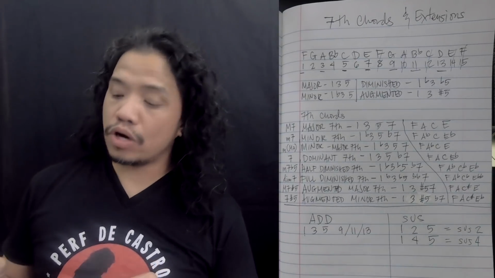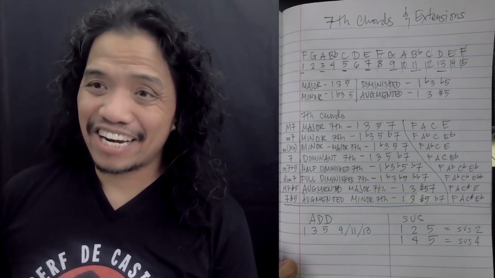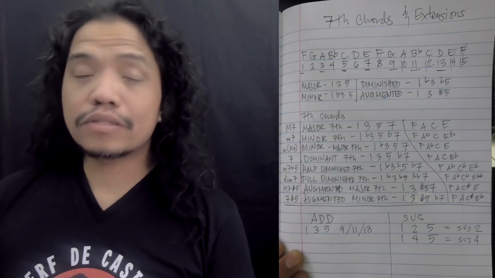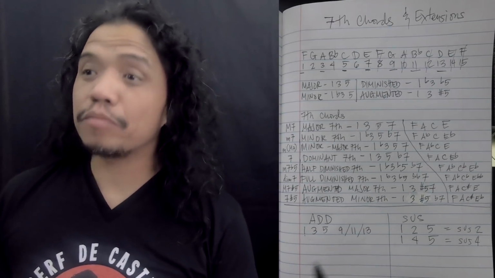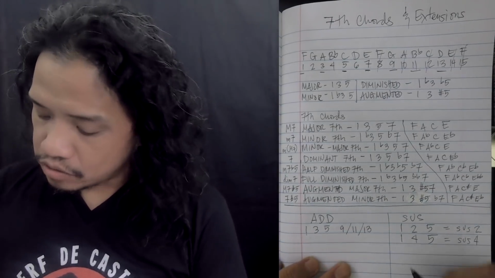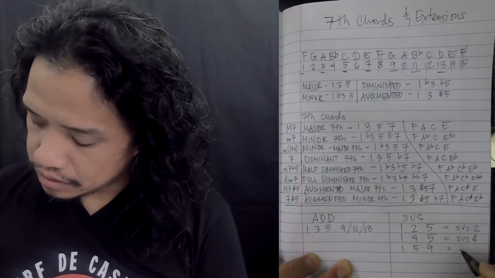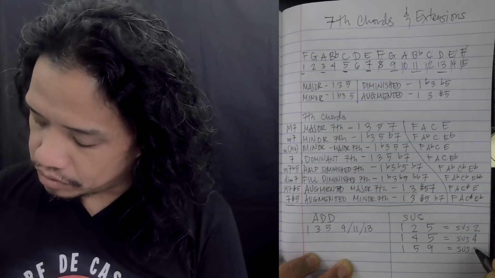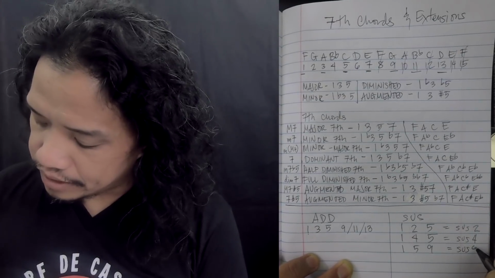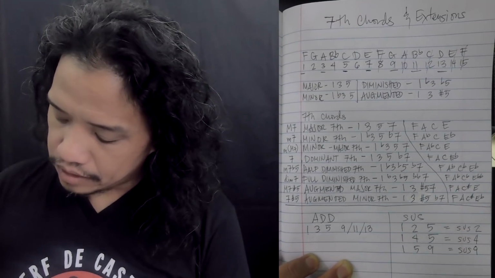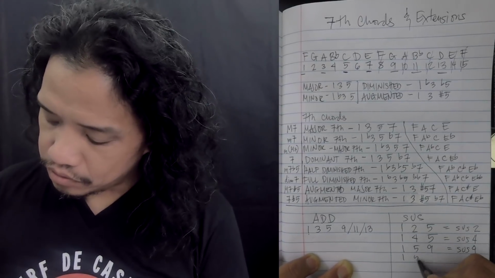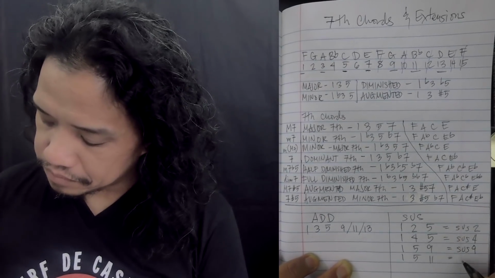Now, sometimes we also encounter a sus 9 or a sus 11 chord. Technically, they are still the same chord, but with the octave displaced. So a sus 9 would probably be something like this: the root, the 5th, and the 9th. And a sus 11 would be the root, the 5th, and then the 11th.